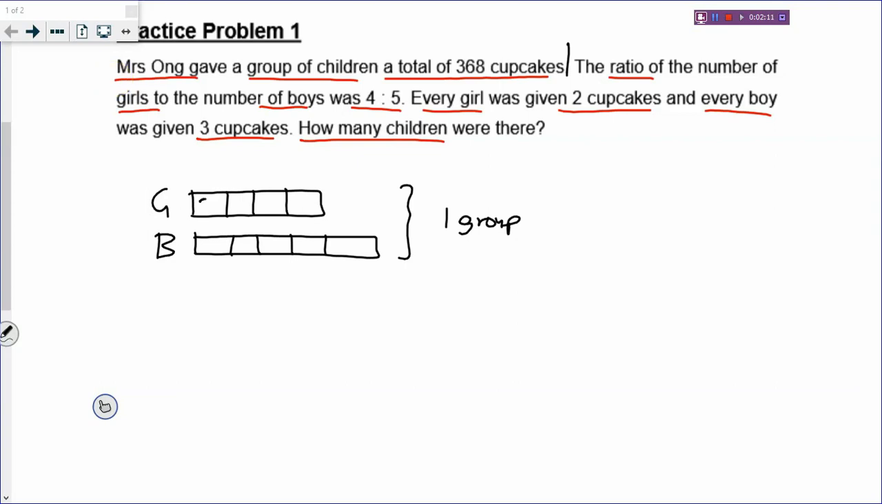Every girl was given 2. So every box represents a girl. So you have 4 girls, and each girl gets 2 cupcakes. Every boy gets 3 cupcakes. Can you find how many cupcakes in one group? Yes, so you find how many cupcakes were given to all the girls, which is 8. And then how many cupcakes were given to all the boys, which is 15. So in total, you have 23 cupcakes in one group.